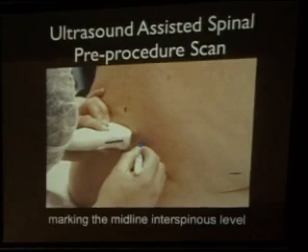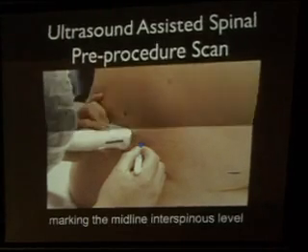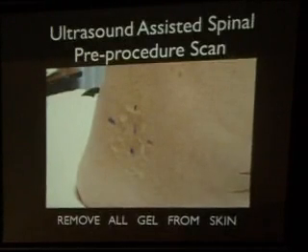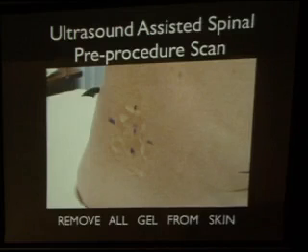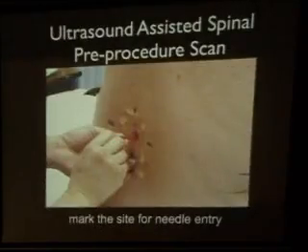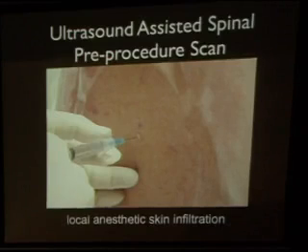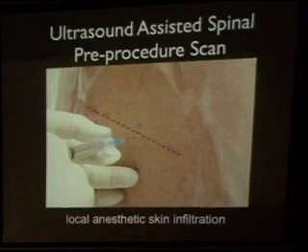After we have identified that, we will put the markings, and now we have an x-axis, y-axis. Remember to remove all the gel from the skin because we don't have any neurotoxicity data for the gel introduced in the neuraxial space. When we make a mark on the skin, wipe off all the gel, and then do the procedure in the usual fashion.